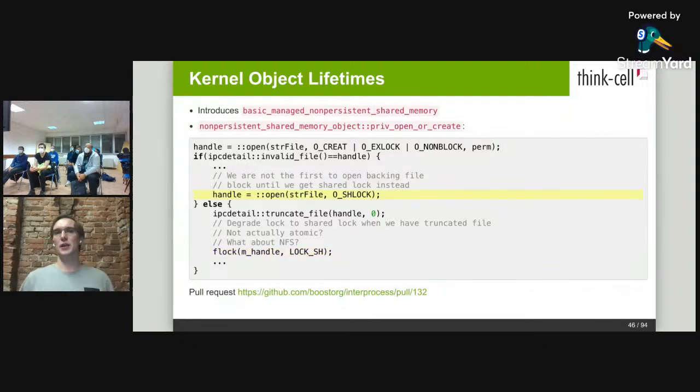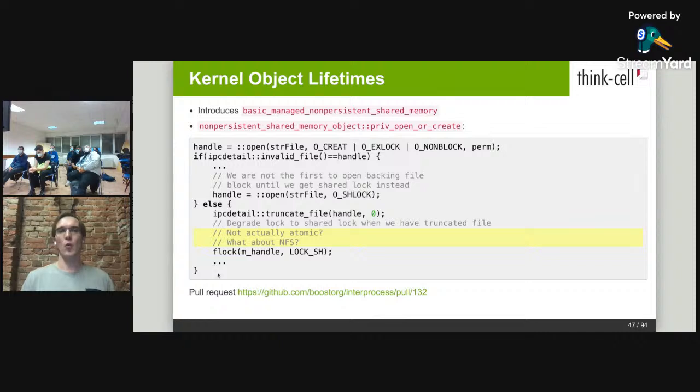When obtaining the initial exclusive lock has failed, then we know we are not the first one here, and we just try to get the shared lock immediately. So this works in practice. It has two problems. So first of all, this flock call down here is not actually atomic. It does not actually exchange an exclusive lock for a shared lock. It releases an exclusive lock and then tries to obtain a shared lock. So there's something that can happen in between, but luckily, I think that is not a problem.